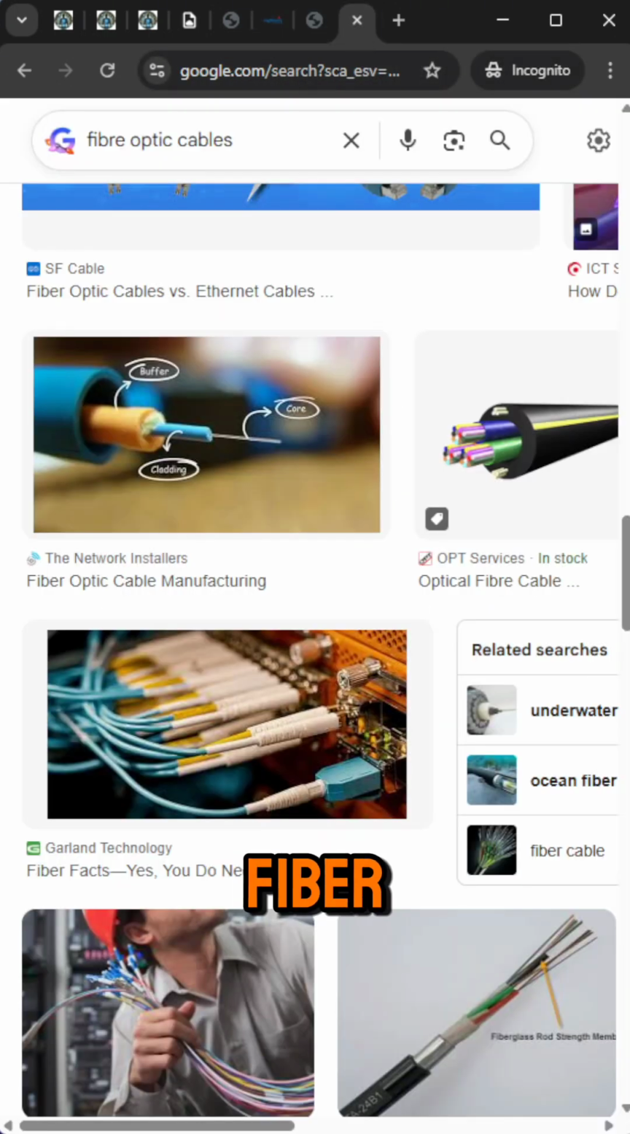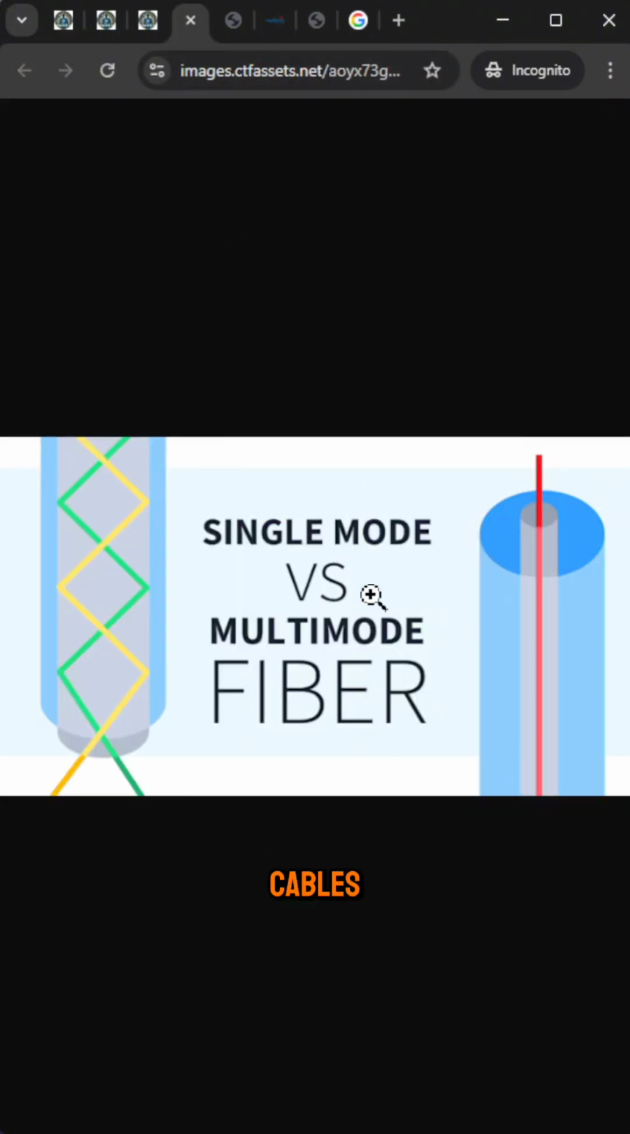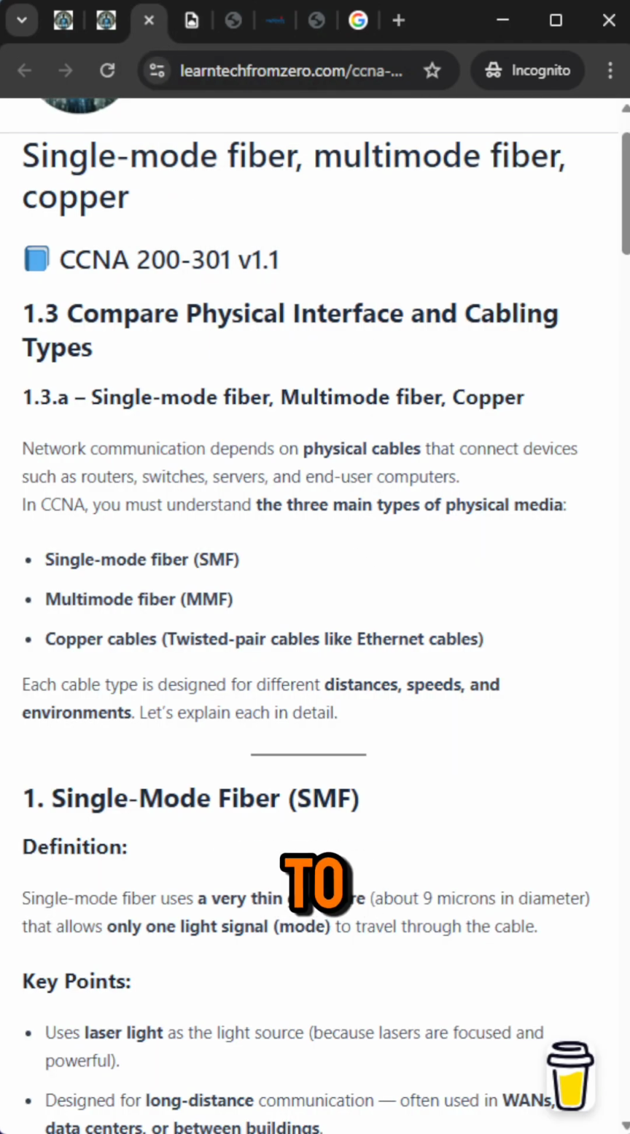And for fiber optic, there are two types of cables. One is single mode and the other one is multi-mode. That's what you need to know for the exam. So let's go through some of the details of each of these cables.